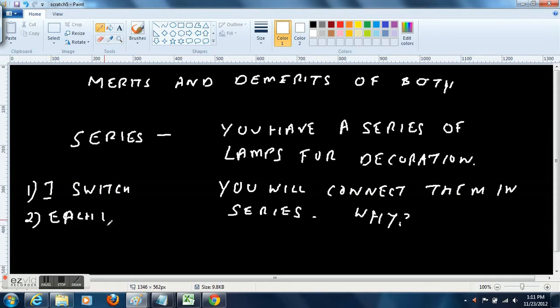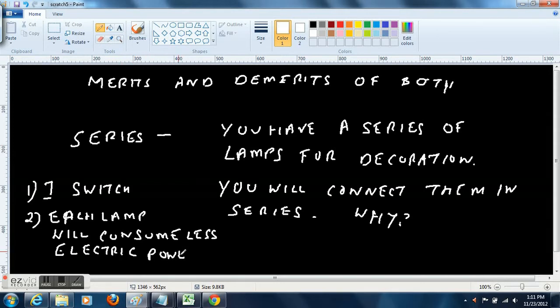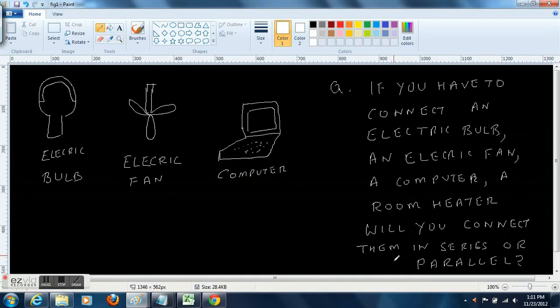Since they are all connected in series, the entire potential difference, that is 220 volts, will be distributed across the lamps. So the power consumption will be less. That is most important. Suppose you have 1000 lamps and you connect them all in parallel, your electric consumption will be too high. But if you connect them in series, your electric consumption will be less. So that is one great advantage of series connection. Suppose in your electric fan, you connect the regulator of the fan in series.